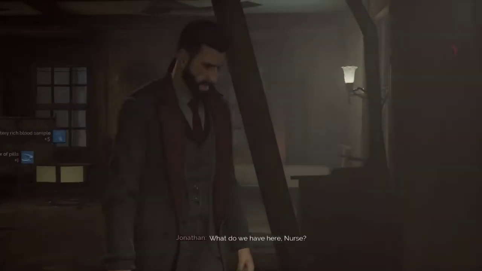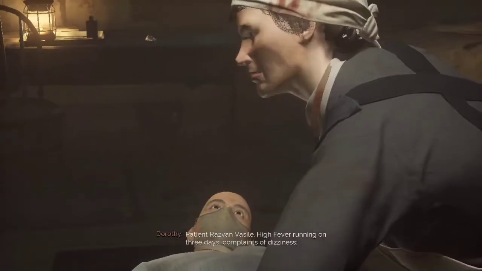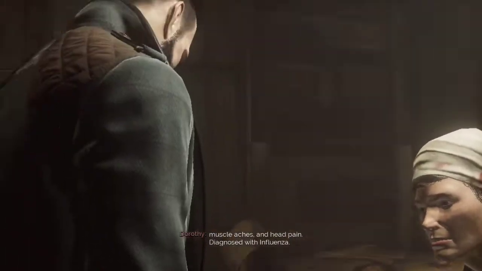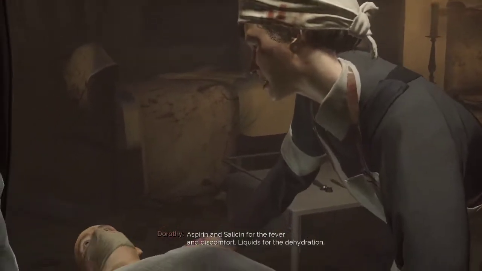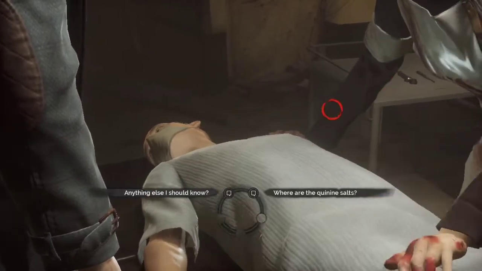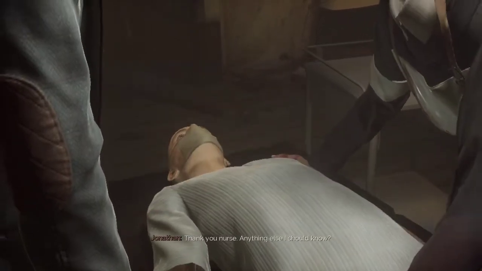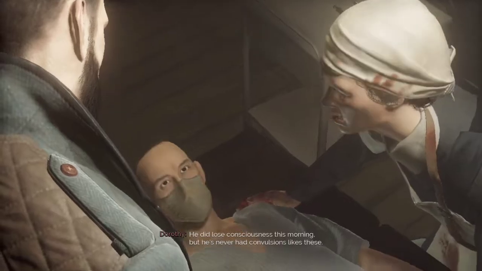All right then. What do we have here, nurse? Patient Razvan Vasily, high fever running on 3 days. Complaints of dizziness, muscle aches, head pain, diagnosed with influenza. Treatment? Aspirin and salicin for the fever and discomfort. Liquids for dehydration, but he's having trouble keeping even water down. Okay, it looks like an operation situation. Thank you, nurse. Anything else I should know? He did lose consciousness this morning, but he's never had convulsions like these.